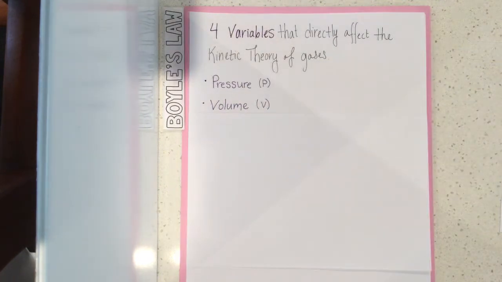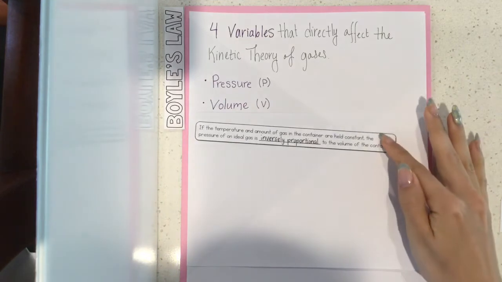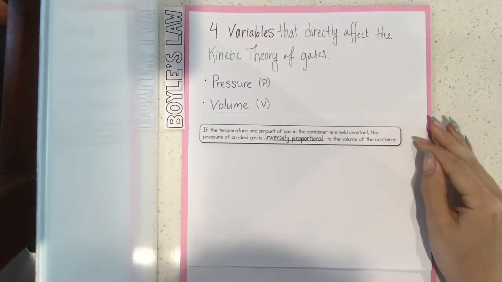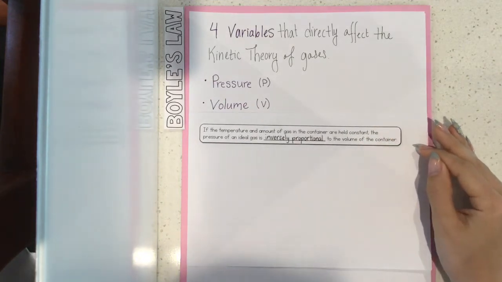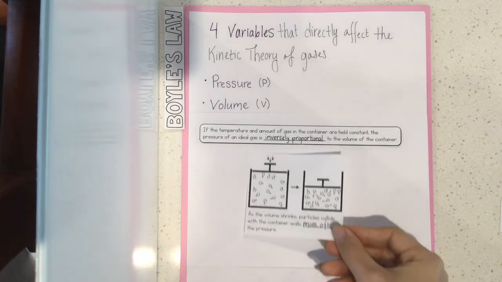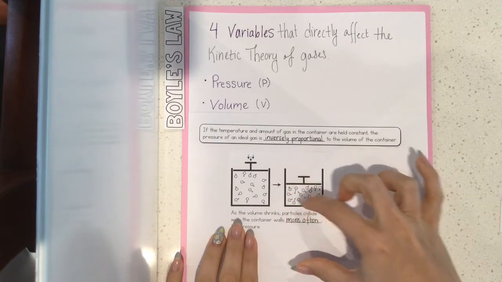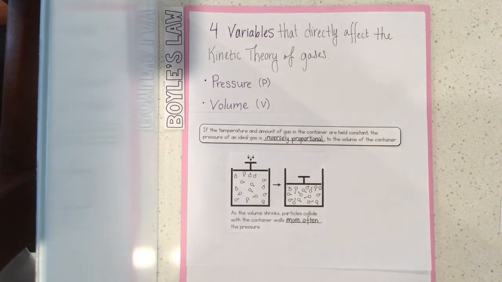The gas law that describes the relationship between pressure and volume is called Boyle's law. It says, if the temperature and amount of gas in a container are held constant, the pressure of an ideal gas is inversely proportional to the volume of the container. As the volume shrinks, particles will collide with the container walls more often, and that is what pressure is. Gas particles hitting container walls.